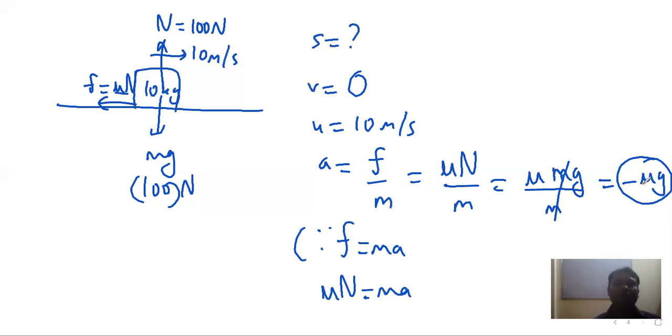Why negative? Because in this case, acceleration and velocity are in opposite directions. The friction force is in the backward direction and velocity is in the forward direction. So they are in opposite directions. That means acceleration will be minus mu g. So that is how we have this value, minus mu g. Once we have this acceleration as minus mu g, let us calculate the value of minus mu g.